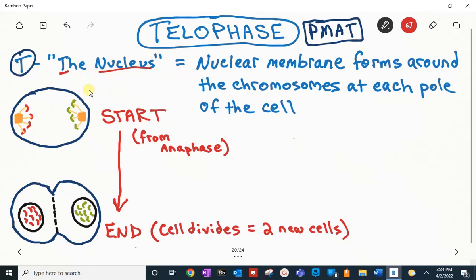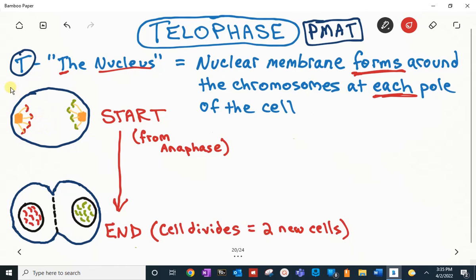Because remember at the beginning in prophase, that nuclear envelope, the walls of the nucleus, dissolved and broke down so the chromosomes could get out into the cell. Well, during telophase, the nuclear membrane forms again, but it forms around the chromosomes at each pole of the cell, on each side of the cell.